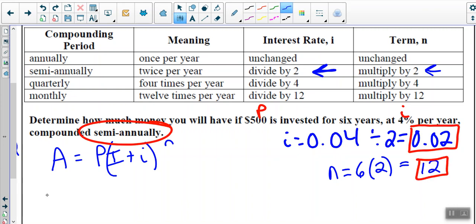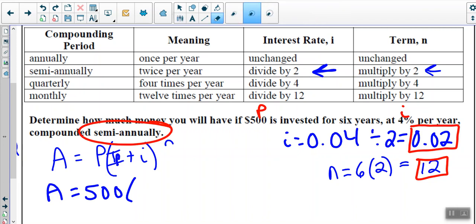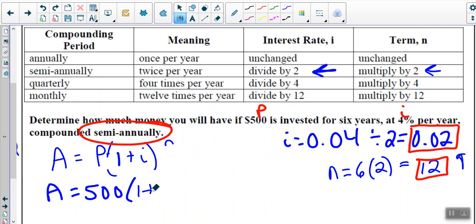So when I go back to my formula, A equals principal, $500, times 1 plus i, 1 plus i is 0.02 based on the 4% divided by 2, and to the power of n we calculated as 12. So what the banks will do is they'll take your interest rate, and if they're compounding your interest semi-annually, then they're taking your interest rate and they're giving you half of that amount.